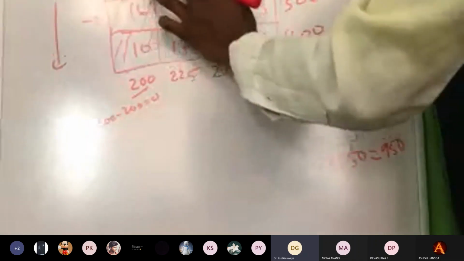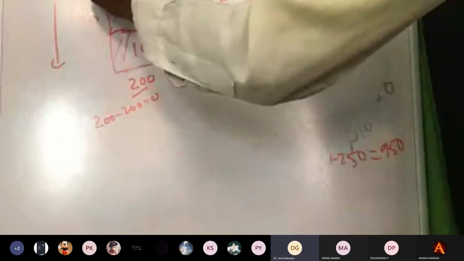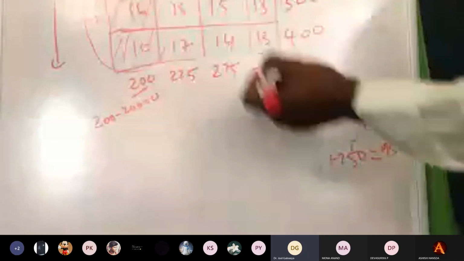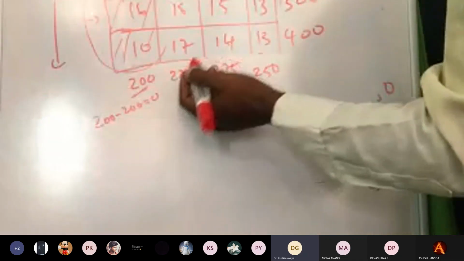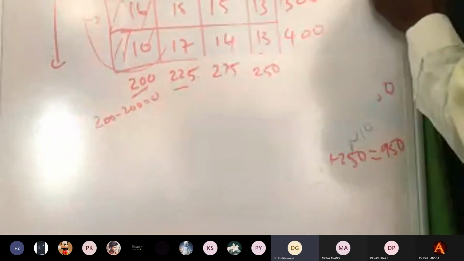Now you look again to the north corner. It is this one, right? Here we have 13. Now in this, you don't consider this one. This is done. Now you look to this one. What is the minimum? Here we have a 225 and a 50.